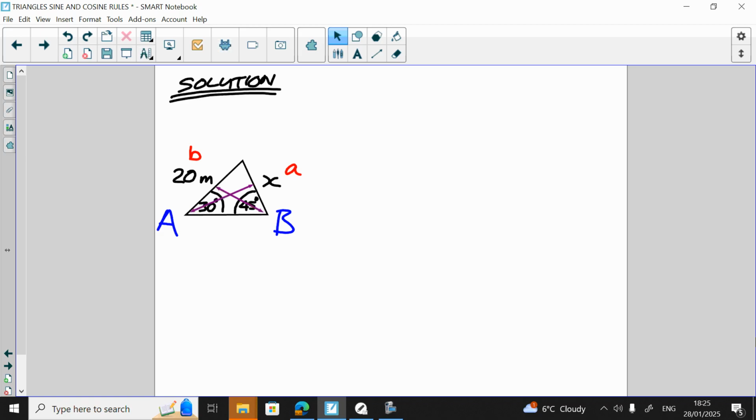Let's bring on our general rule here. So A over sine A equals B over sine B. So in position A, I was saying solve for x, so we could put an x in there, and in B we can put a 20 up there. Sine A, so it needs to be sine 30, not just 30, and sine B is sine 45. That's what we need to put in there.